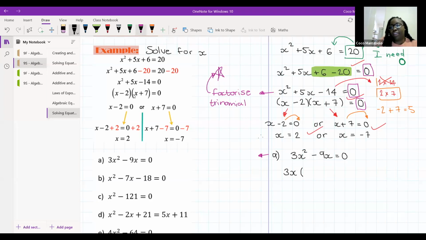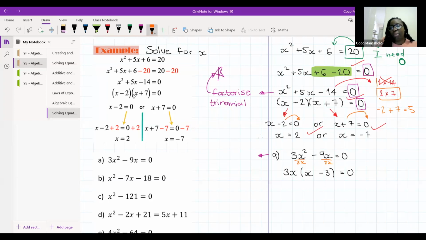What am I going to have left? Remember, I need to divide this by 3x, divide this by 3x. What am I going to have left in my bracket? X minus 3. That's it. Good. I'm going to have x minus 3 is equal to 0.